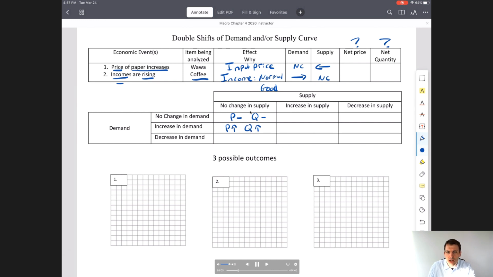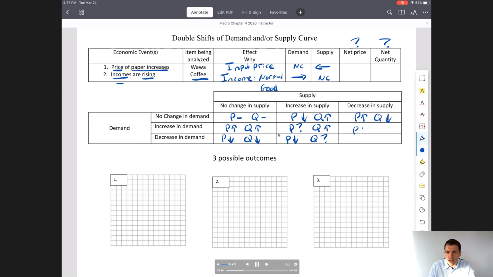If there's no change in demand and no change in supply, price and quantity obviously wouldn't change because nothing's happening. But if demand increases and supply doesn't change, price goes up, quantity goes up. That's something we already learned. And same thing here, no change in supply, demand decreases, price goes down, quantity goes down. Again, that's something we've already learned. That's a single shift in the demand curve. Same thing over here, an increase in supply, price goes down, quantity goes up.